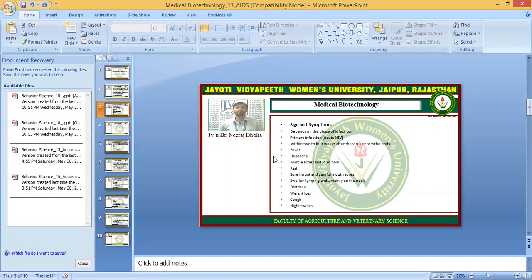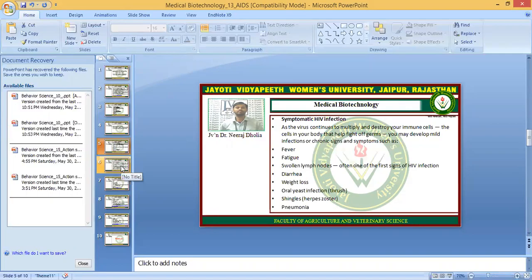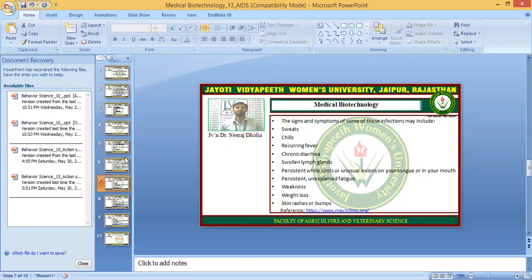The primary infection includes fever, headache, muscle pain, rash, sore throat, weight loss, cough, and night sweat. In the latent phase, it will not show symptoms of the disease. The symptoms of HIV infection with the progressive disease include sweat, chills, recurring fever, chronic diarrhea, swollen lymph nodes, white spots on the tongue, weakness, weight loss, rashes, lumps, etc.